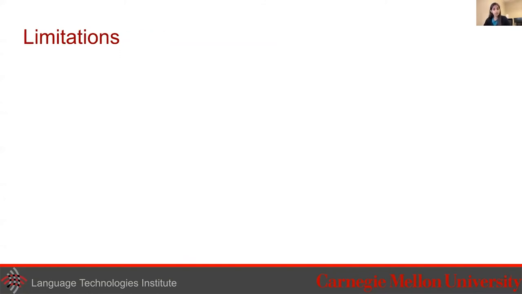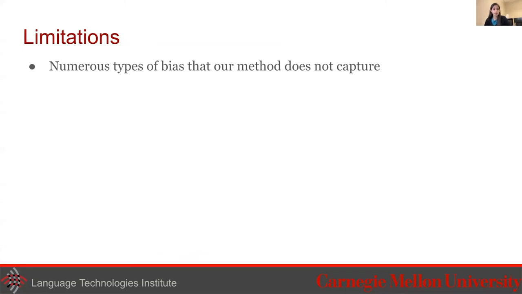Now, I'm going to show you results in a moment, but before I do that, I want to talk about some of the limitations of this work. One of the main ones is that there are a lot of types of biases that this method doesn't capture. For example, knowing that there are more male athletes than female athletes and that it's normal for professional athletes to have Wikipedia articles is useful information, but that's not something that we're looking to capture through this approach.